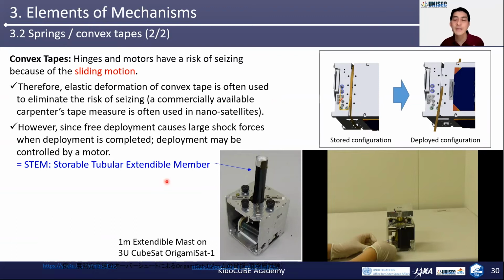This kind of mechanism is often called STEM, storable tubular extendable member. So this movie shows the STEM made of carbon fiber reinforced plastic on board the 3U CubeSat OrigamiSat-1.